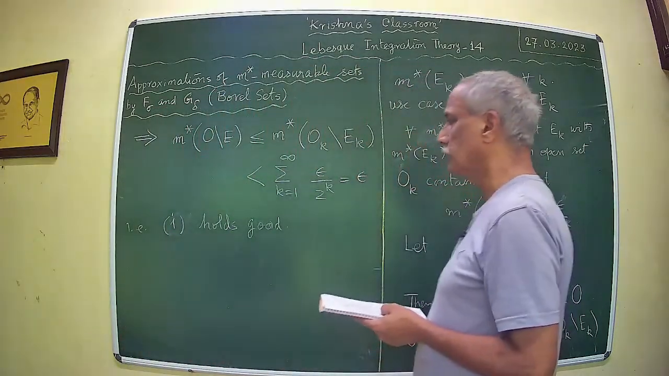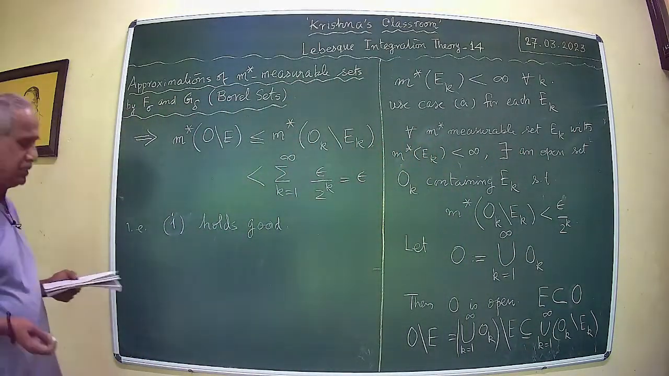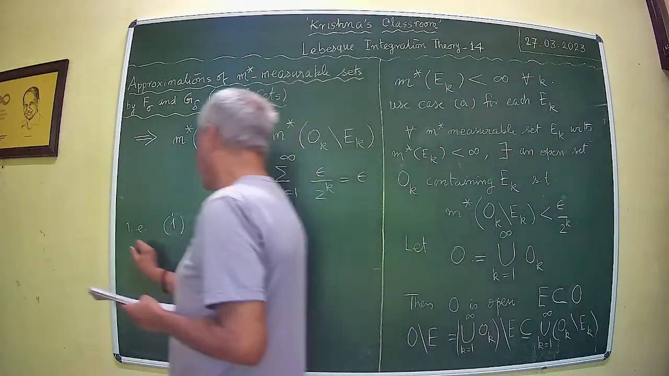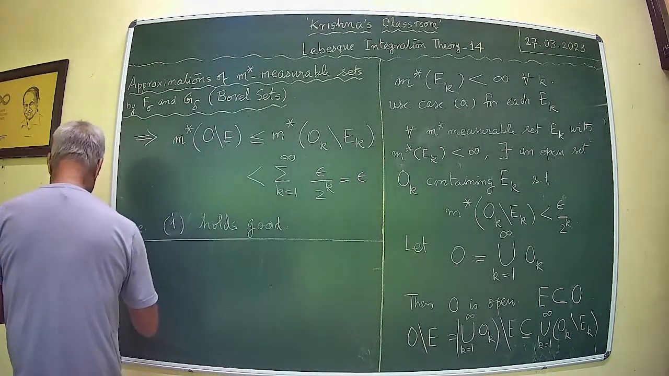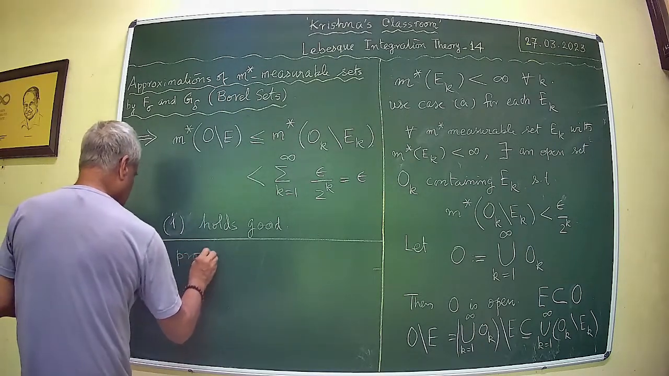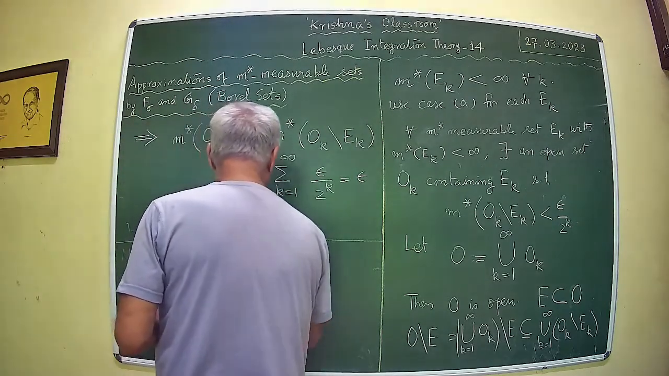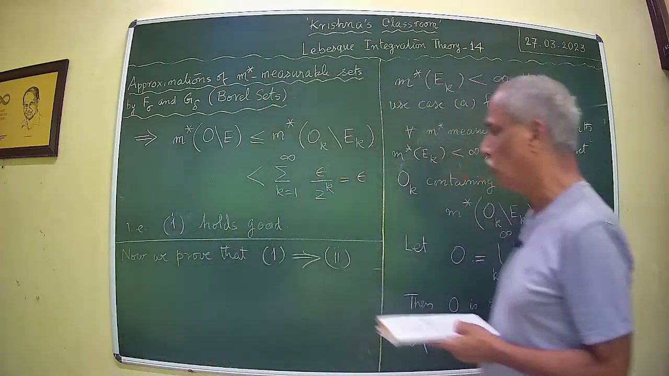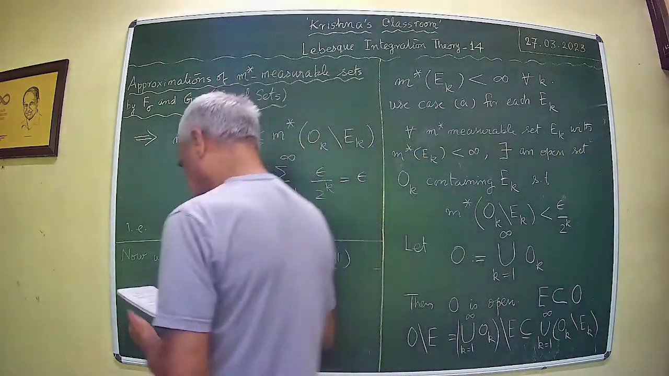So we have proved that the measurability of E implies condition 1. Now we want to prove what we prove next, that 1 implies 2. Okay, I mean that's quite simple.